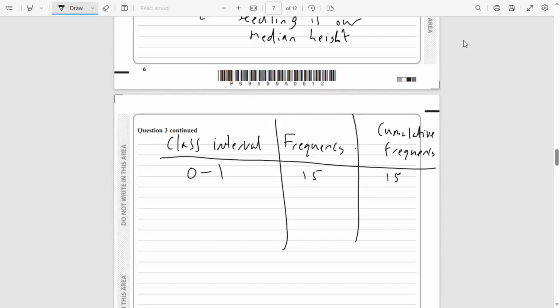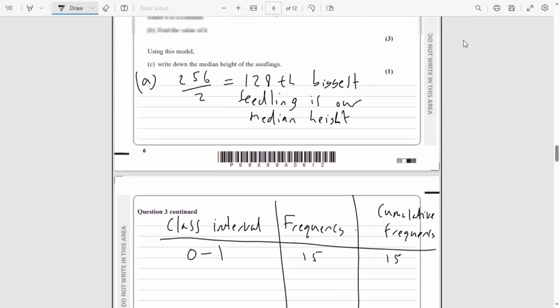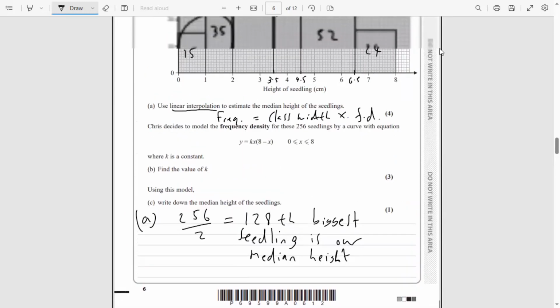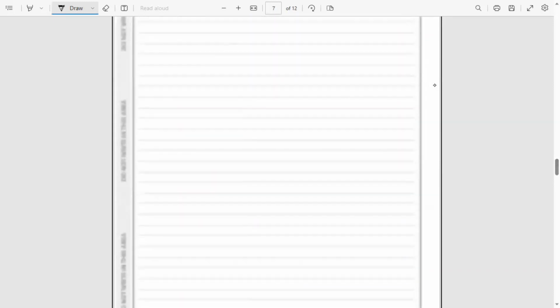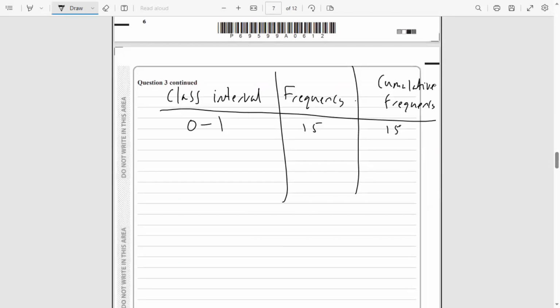So then the next one was 1 to 2. So our next interval is going from 1 to 2. Sorry, my cursor's just decided to freeze. Let me scroll up. Oh yes, sorry. Just bear with me whilst we get up to the top. Yeah, so 1 to 2 is our next group, and we've got 35 in that category there. So let's just scroll down and write that in. So 1 to 2, 35, and our cumulative frequency is now 15 plus 35, which is 50.